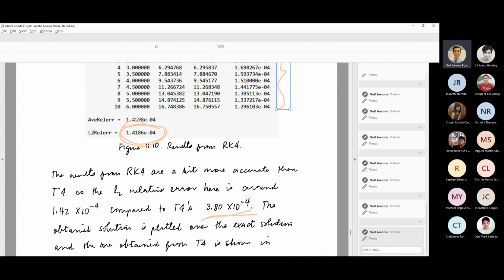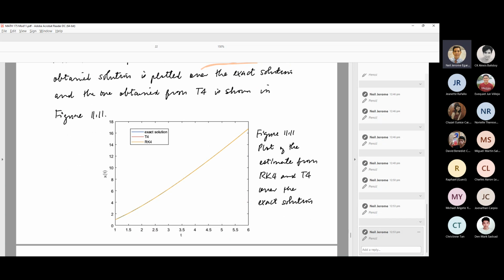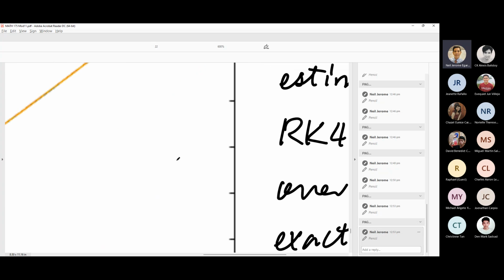Okay? And then since I love pictures, let me show you the graph of the solutions or the exact solution, the one from T4 and the one from RK4. And as expected, halos wala na akong makitang difference doon sa dalawang graphs. Alright? Nakita na natin ito sa T4. Almost nag-overlap na siya with the actual solution. And this guy is nothing different.